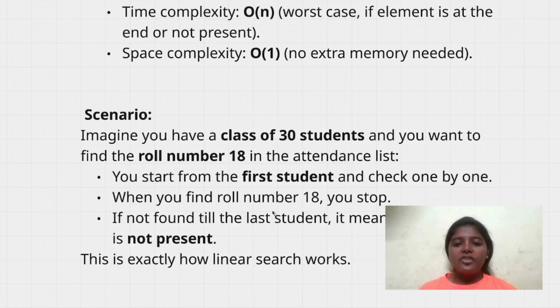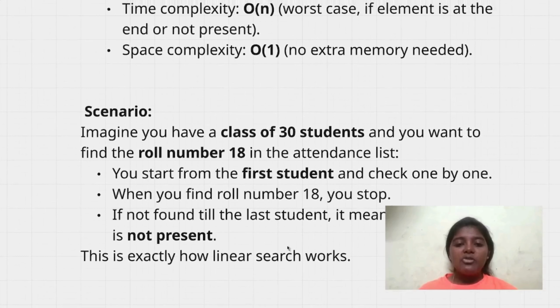If you have not found the 18th roll number by the time you check all 30 students, then he is not present today. So this is exactly how linear search works. Our task is to find the element in an array one by one. We have to traverse each and every element in the array.